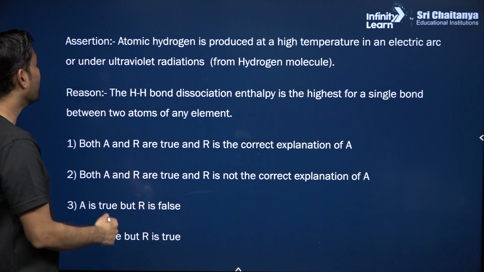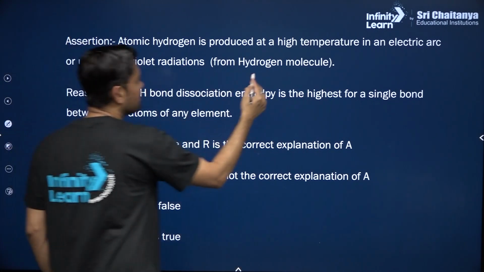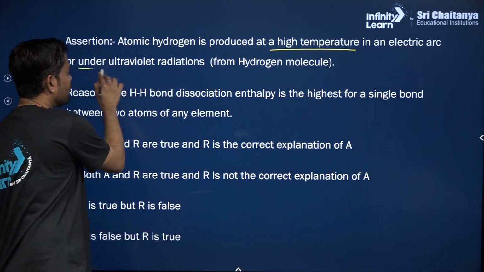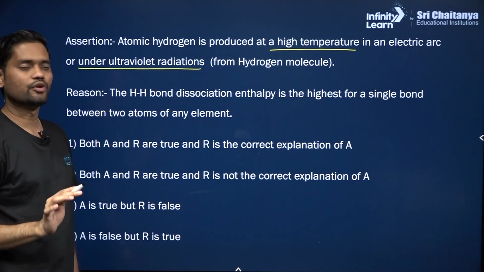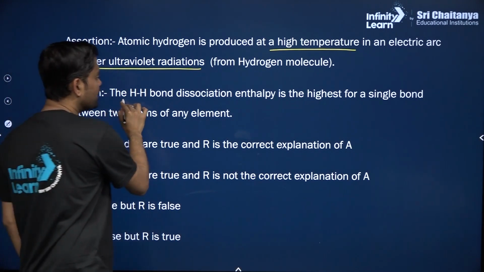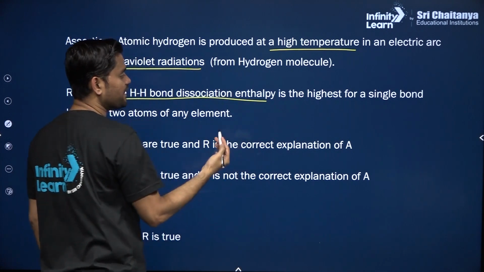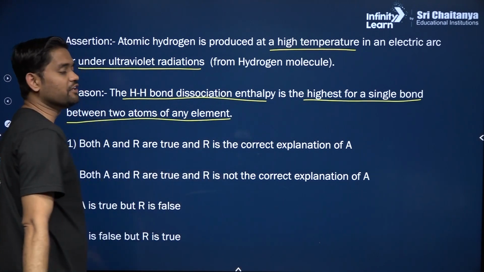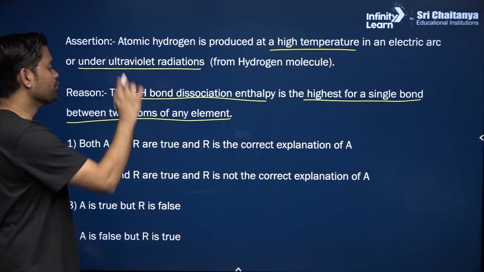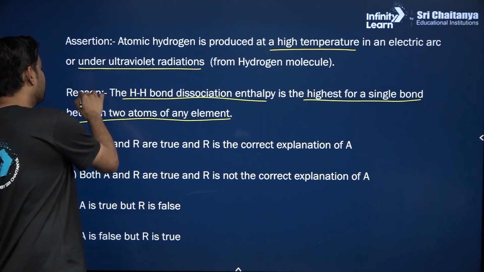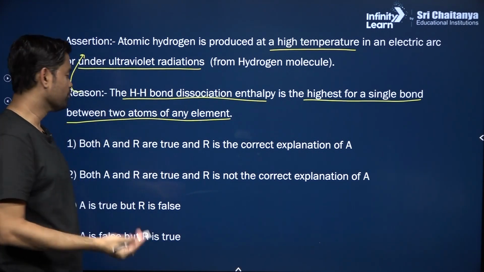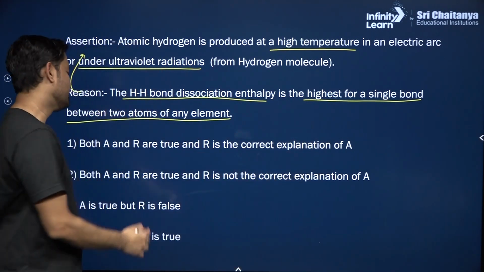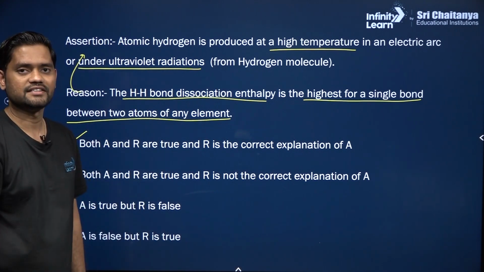Next, assertion: atomic hydrogen is produced at high temperature. True. In an electric arc under ultraviolet radiation. True. Reason: the hydrogen bond dissociation enthalpy is highest for a single bond between two atoms of any element. That is also true. Clear? So both statements are what? True, and this is the correct explanation of assertion as well. So both A and R are true, and R is correct explanation of A. That is certainly the right answer. So option 1 is the right answer.